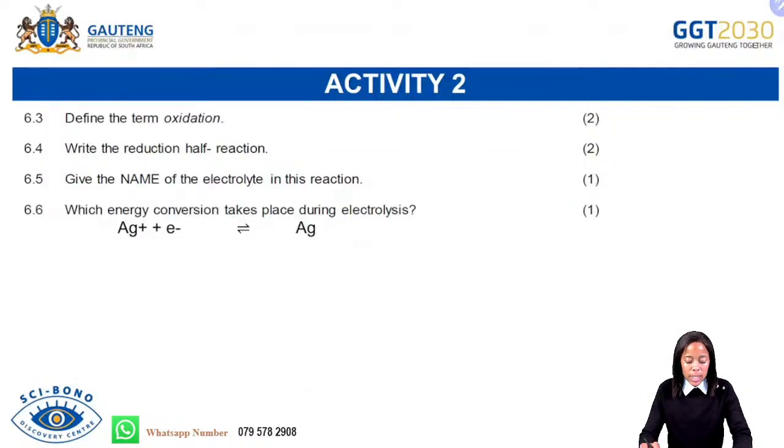Then 6.3 says define the term oxidation. So we said oxidation is the loss of electrons, because we said we are going to use OIL, which is oxidation is loss. 6.4 says we need to write the reduction half reaction.